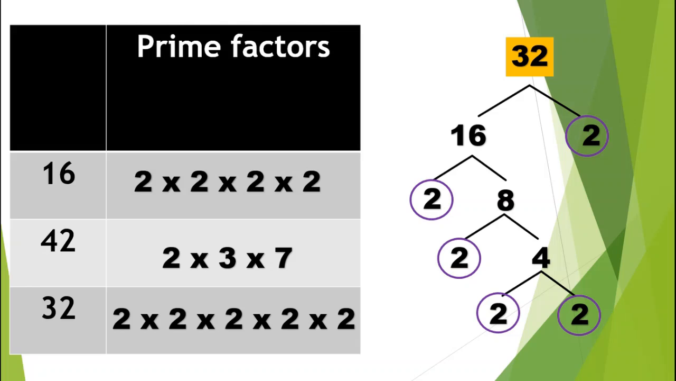Good job. So we can say that 16 has the prime factors of 2 times 2 times 2 times 2, while the prime factors of 42 are 2 times 3 times 7, while for 32 we have the prime factors of 2 times 2 times 2 times 2 times 2.